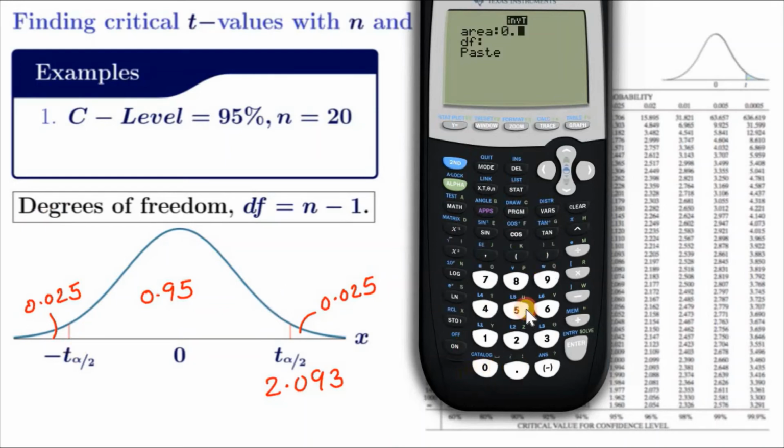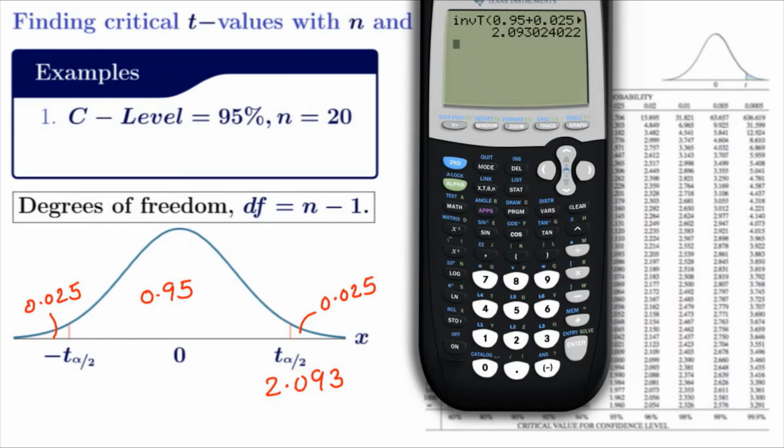So we can just type that there, which is 0.95 plus 0.025. And we know degrees of freedom is n minus 1, which in this case is 20 minus 1, that is 19. Now hit enter, then hit enter. So we got this number here, and this is exactly what we got using table also.